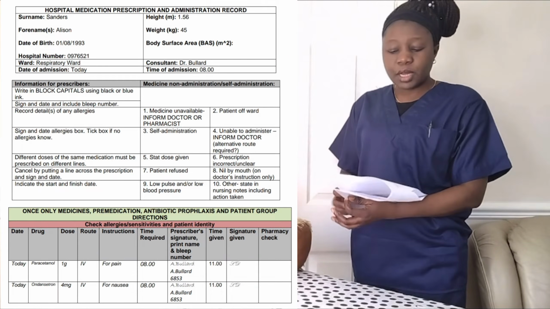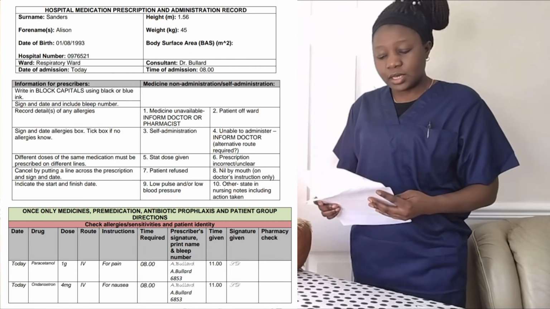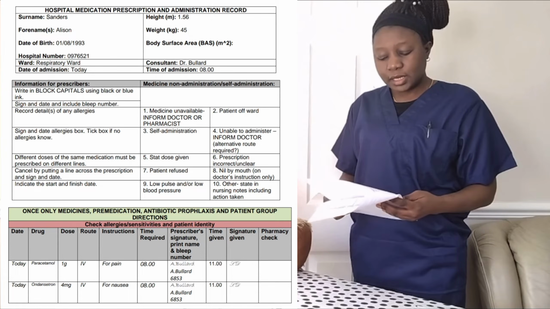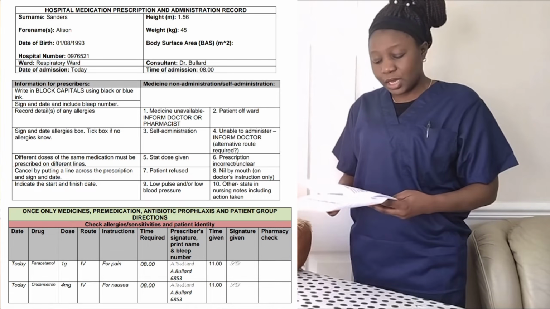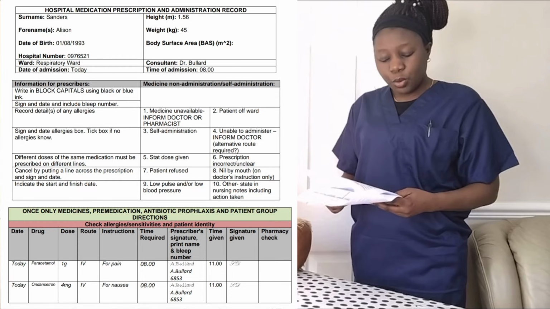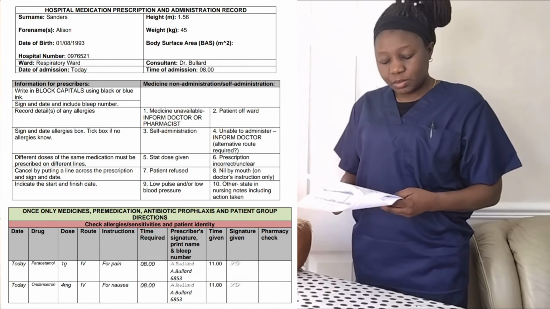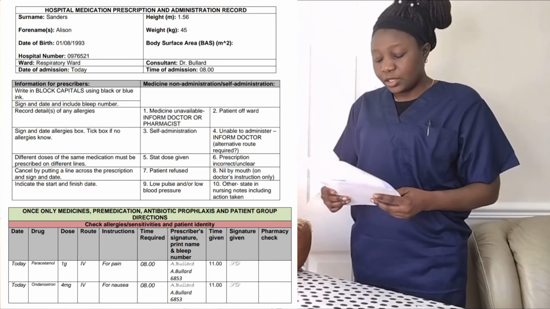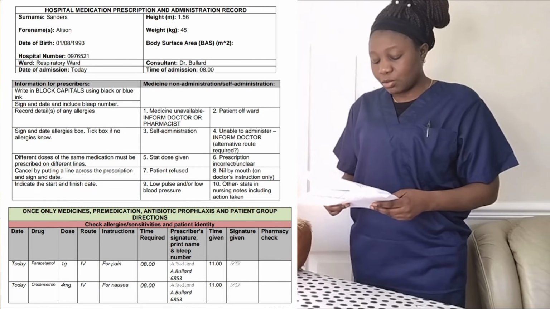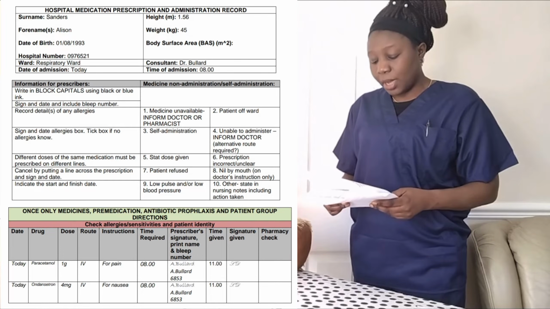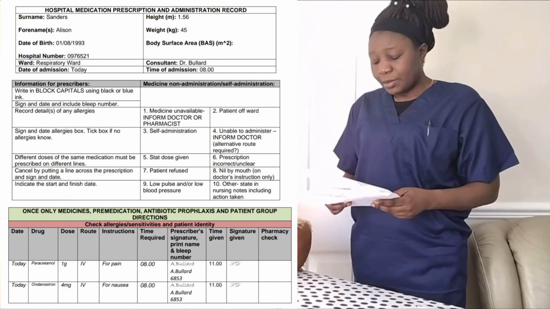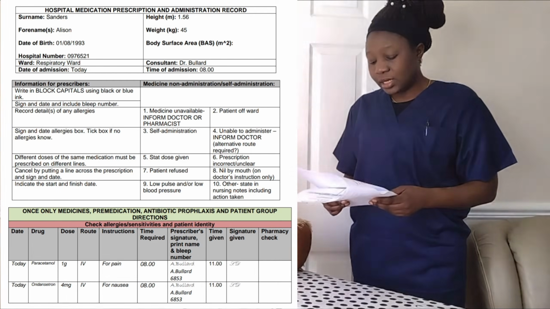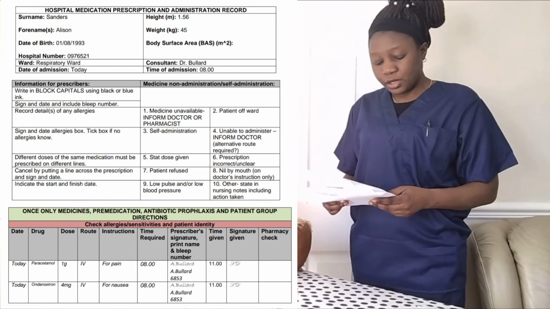I can still confirm I have the mark chart for Sanders Alison. Date of birth 1/8/1993. The code for drug not administered is documented. On one's only medicine, the date is today. Drug is paracetamol. The dose is 1 gram. The route is intravenous. Instruction is for pain. The time required is 800. Prescriber signature is A. Bullard with bleep 6853. Time given is 1100 and signature of the person that gave is there.